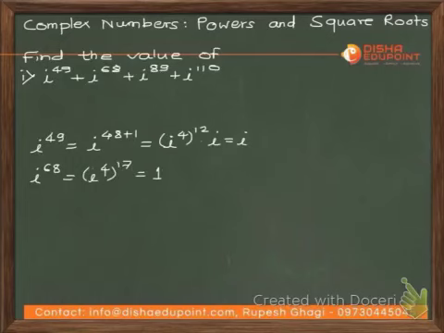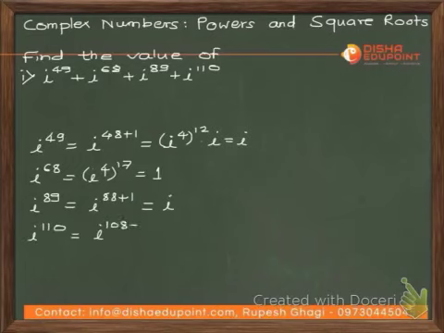Similarly, i to the power 68. So 68 is a multiple of 4. So i to the power 4 to the power 17, value is 1. i to the power 89, it is 88 plus 1. So obviously the value will be i. i to the power 110, it is i to the power 108 plus 2, and 108 is a multiple of 4. So that is equal to i square and the value is minus 1.